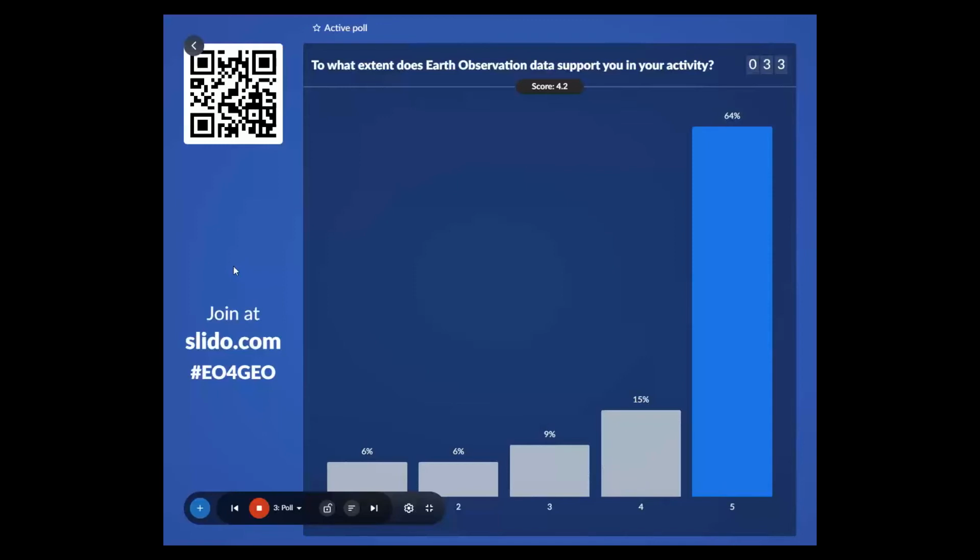By the way, it's encouraging to see that for the majority, the Earth observation data support to a large extent. Even though only 33, so less than one half of the people currently attending, participated in this. Let's move to the next one.